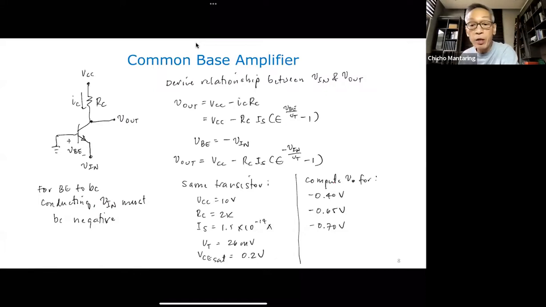Can we start with 0.4 volts? Can you tell me what V out will be when VIN is equal to negative 0.4 volts? V out.